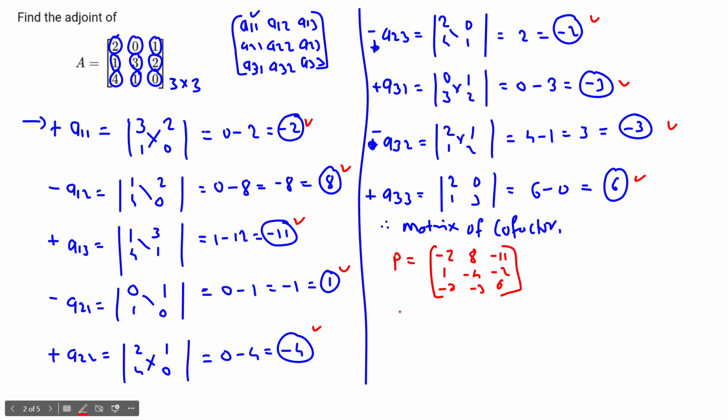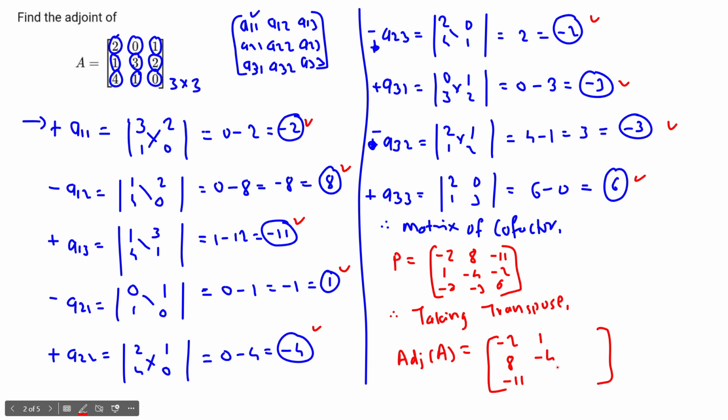After creating the matrix of cofactors, here you have to take the transpose. So taking the transpose, we will get the adjoint of A, which is equal to, you just have to write row into column form. The first row is minus 2, 8, minus 11, I write it down in column form. The second row is 1, minus 4, minus 2, so 1, minus 4, minus 2, and the third row is minus 3, minus 3 and 6.